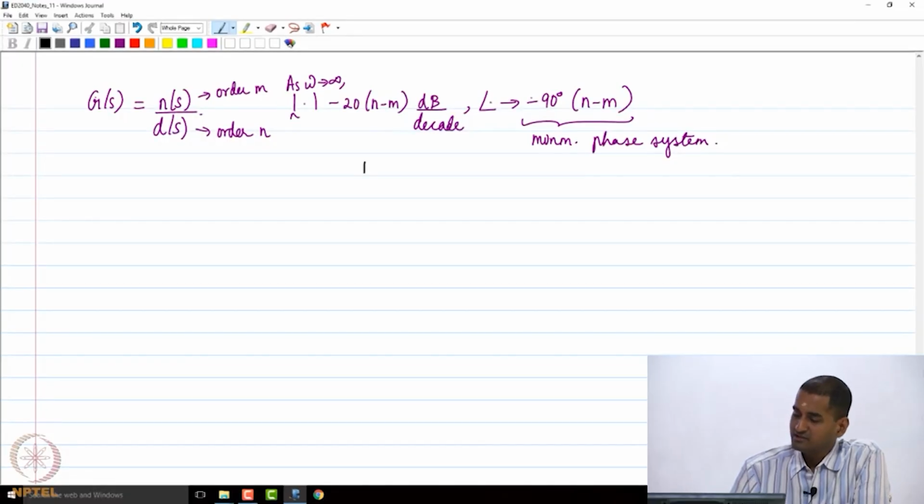Okay. So, the next concept that we are going to look at is what is called the Nyquist stability criteria.